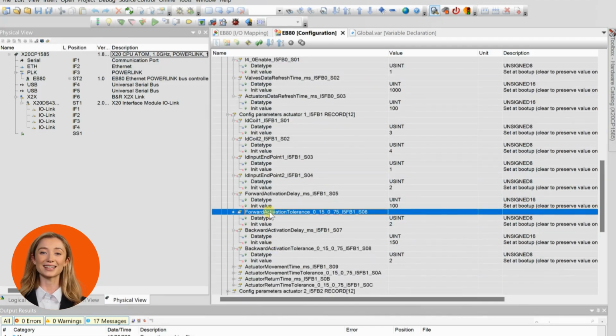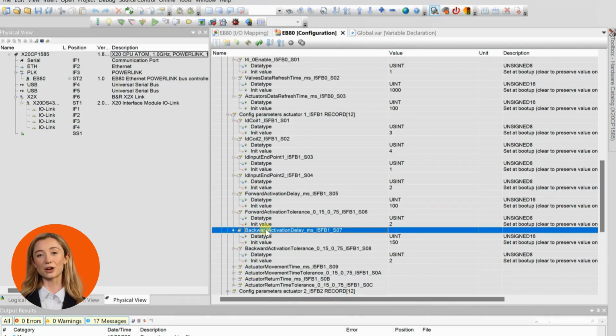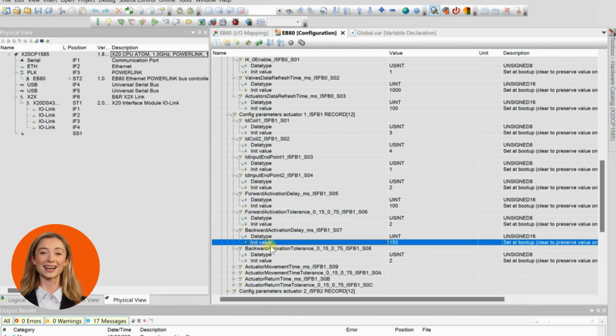Forward activation delay. The delay time in milliseconds between the electrical activation of the valve and the extension movement, in this case 100 milliseconds. Forward activation tolerance, the allowed percentage tolerance for the forward activation delay. Backward activation delay, the delay time in milliseconds between the electrical activation of the valve and the retraction movement, in this case 150 milliseconds. Backward activation tolerance, the allowed percentage tolerance for the backward activation delay.